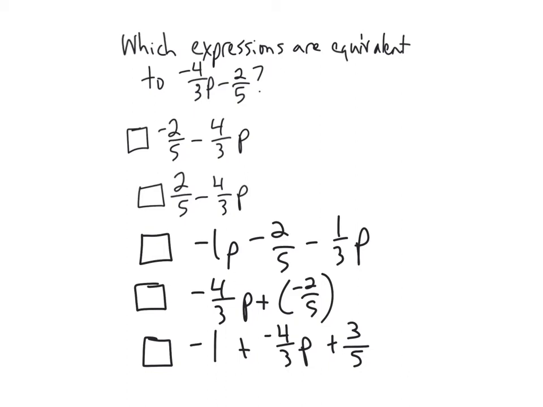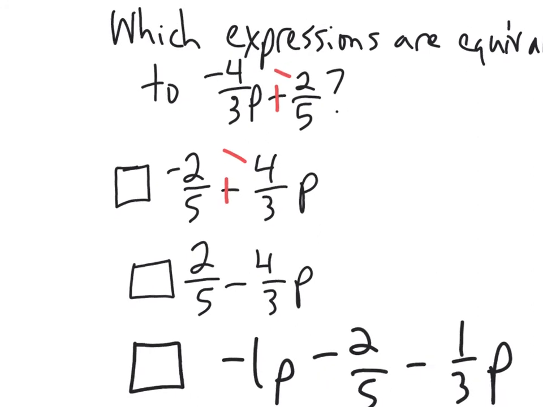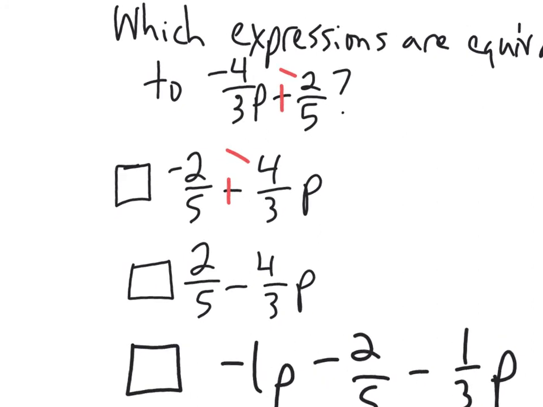This first answer choice, basically they've just got these things flip-flopped, negative 2/5 minus 4/3 p. On the original problem, if you want to add the opposite there, you can. If you want to add the opposite on this one as well, and then maybe you can see better that those are actually equivalent to each other.